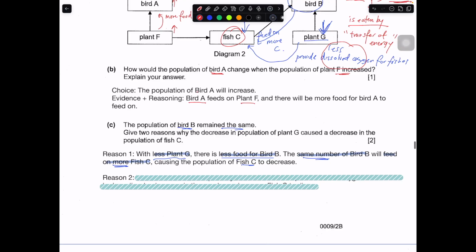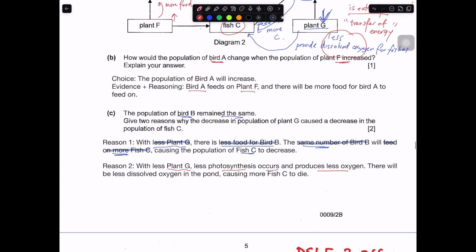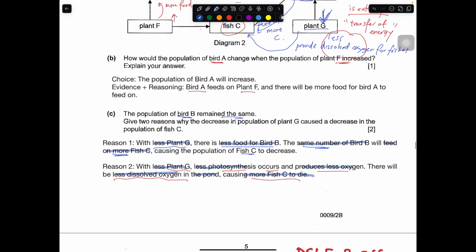So the second reason is this. Less plant G, less photosynthesis occurs, so it produces less oxygen. So there will be less dissolved oxygen in the pond, causing more fish C to die. So that is another reason why there is a decline in fish C. Less plant G, less photosynthesis, produces less oxygen, less dissolved oxygen in the pond, causing more fish C to die. So this is mainly how you answer part B and C.